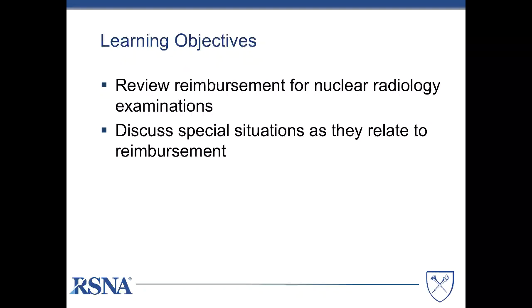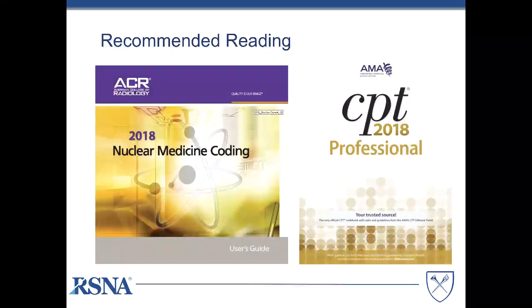The learning objectives for this module are as follows. Review reimbursement for nuclear radiology examinations and discuss special situations as they relate to reimbursement. Additional resources for this material are the American College of Radiology Nuclear Medicine Coding User's Guide and the American Medical Association's CPT book.